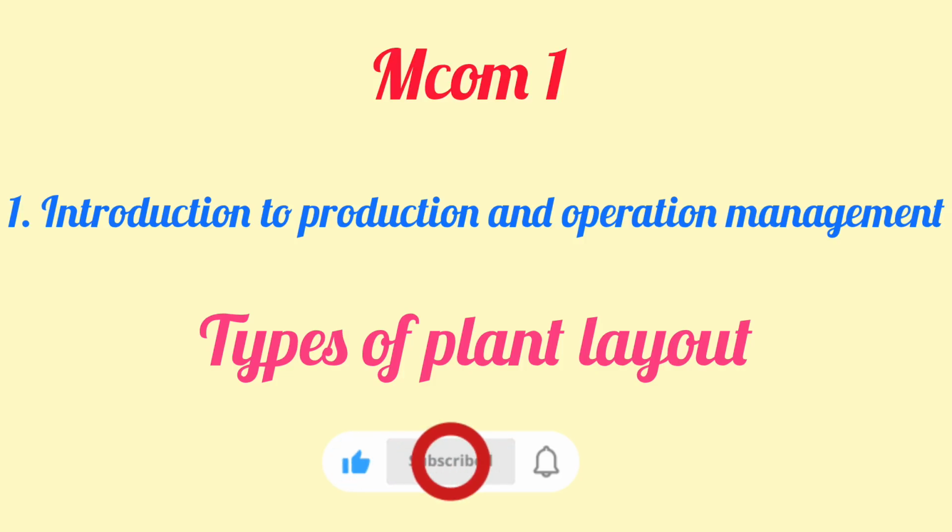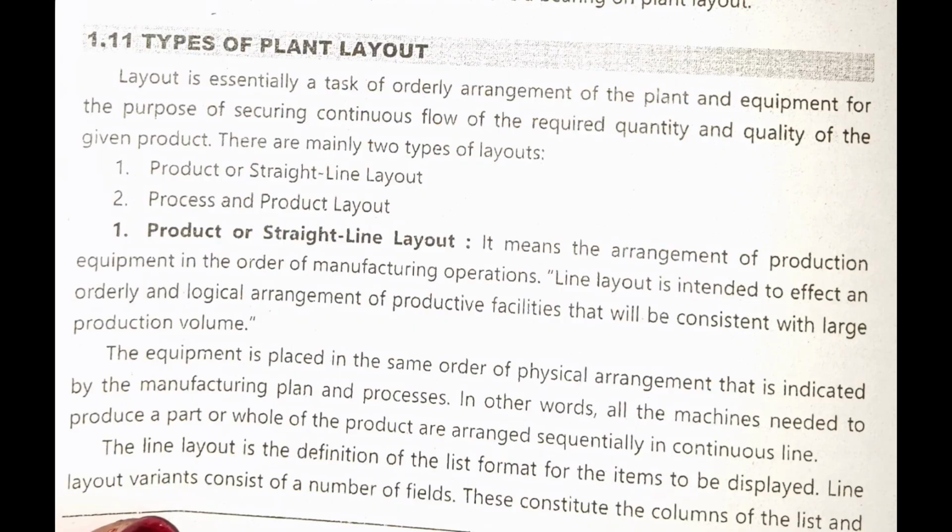M.Com 1. Today we'll see types of plant layout. Layout is essentially a task of orderly arrangement of the plant and equipment for the purpose of securing continuous flow of the requirement, quality and quantity of the given product.